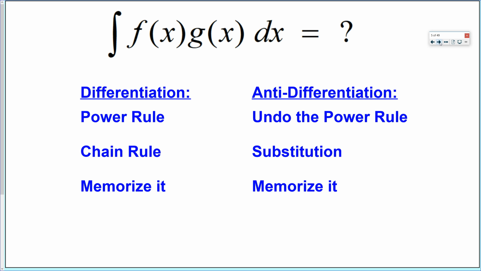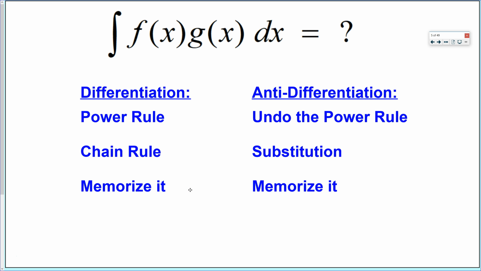So here's a list of the things that we've done before with integration. We can anti-differentiate a polynomial using basically the reverse of the power rule. We can anti-differentiate something that, if we differentiated it, would have used the chain rule. The analogous thing in integration is using substitution techniques. And then we also have a few situations where we just straight up memorize.